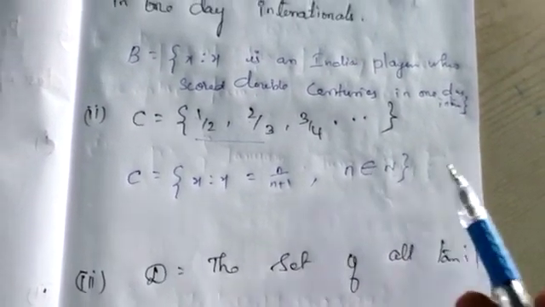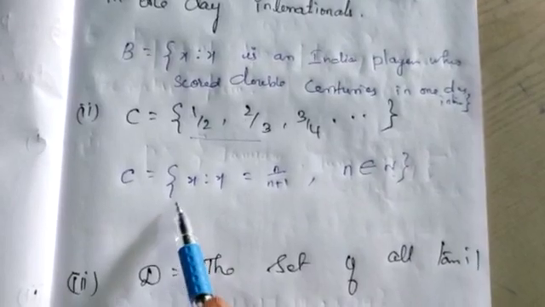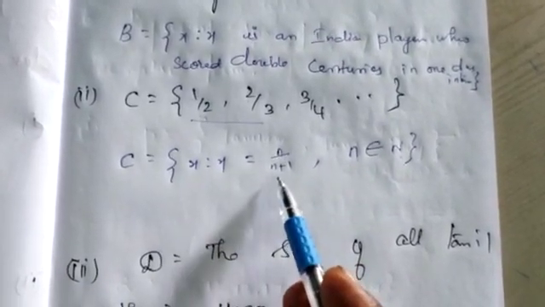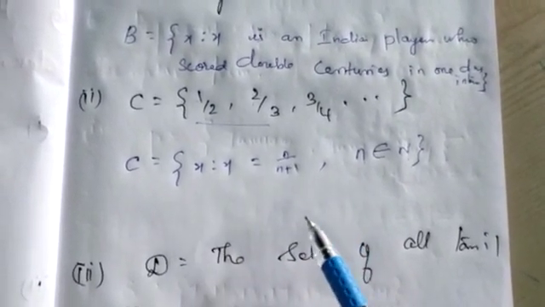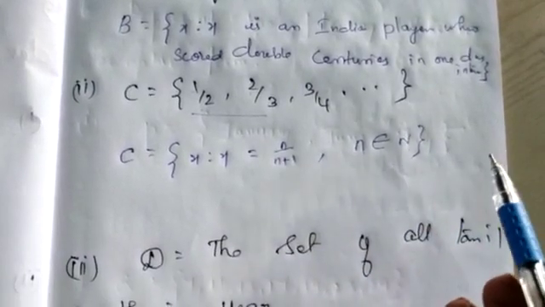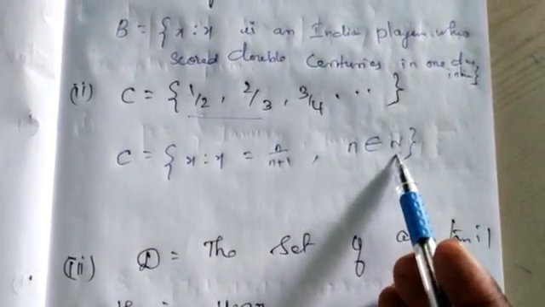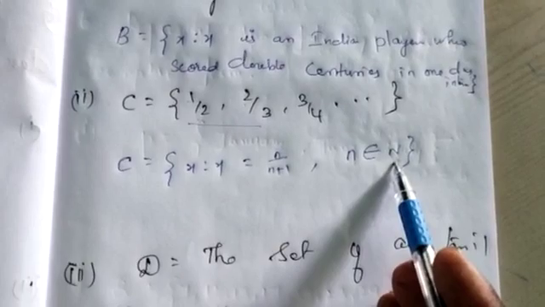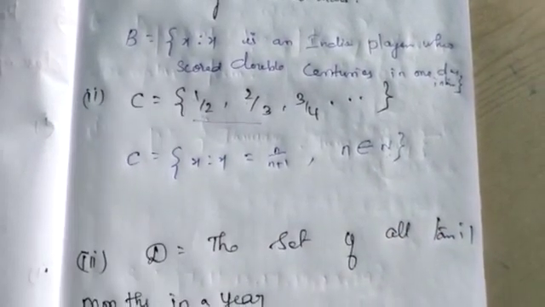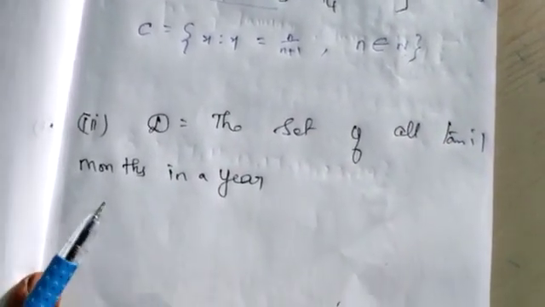So how do we read this? x such that x is equal to n by n plus 1, n belongs to natural numbers. This capital N denotes natural numbers. Now see the third one.